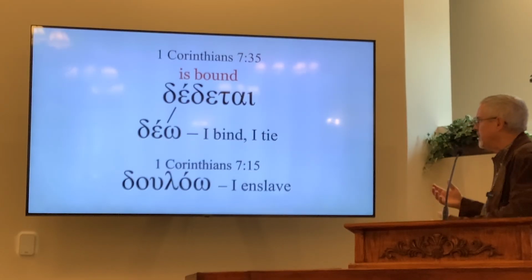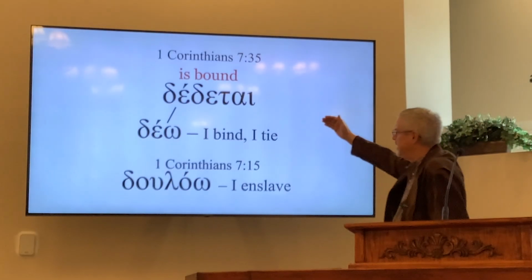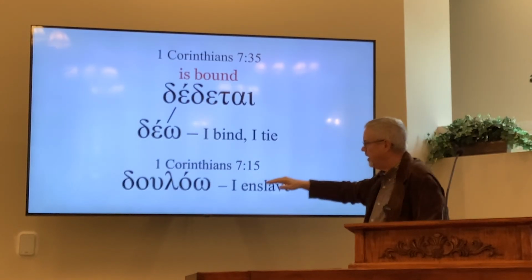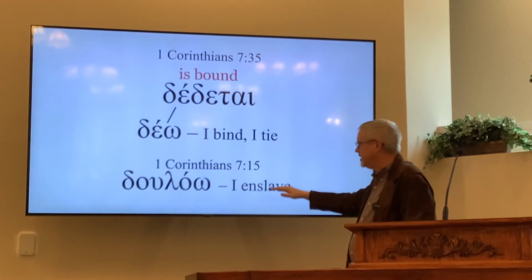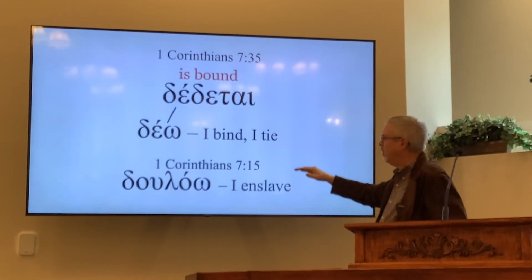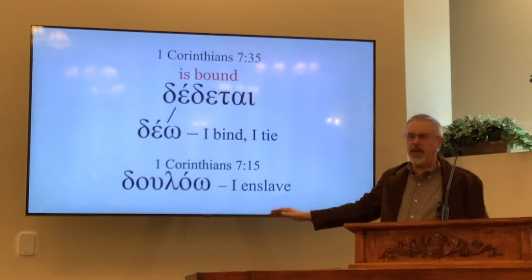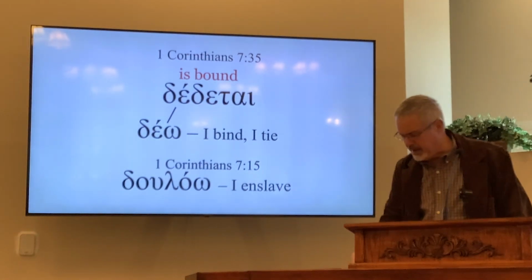There's a limit that dedetai is to be bound, but douleuo is to enslave. That we are bound to each other, but we're not slaves to each other. And what would be the meaning in this?